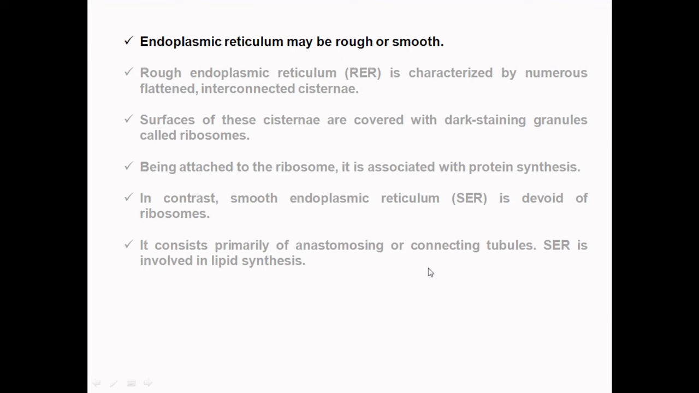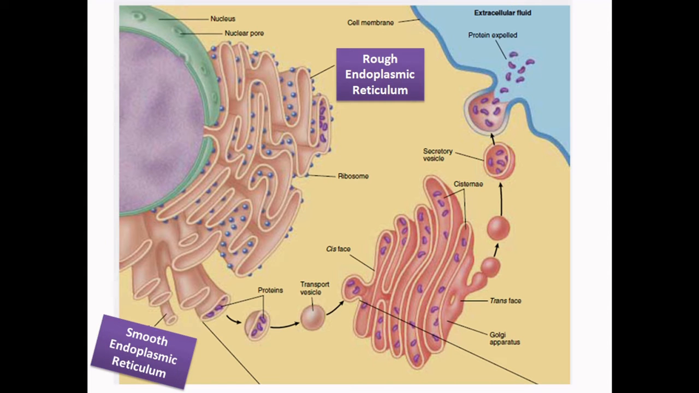Endoplasmic reticulum may be of two types depending upon the presence of the ribosomes. If ribosomes are there, then it is called rough endoplasmic reticulum, and this rough endoplasmic reticulum is characterized by numerous flattened interconnected cisternae, and the surface of these cisternae is covered with dark stained granules called ribosomes. So here you can find the ribosomes. These are the dark stained structures which are called ribosomes. So this is rough endoplasmic reticulum.